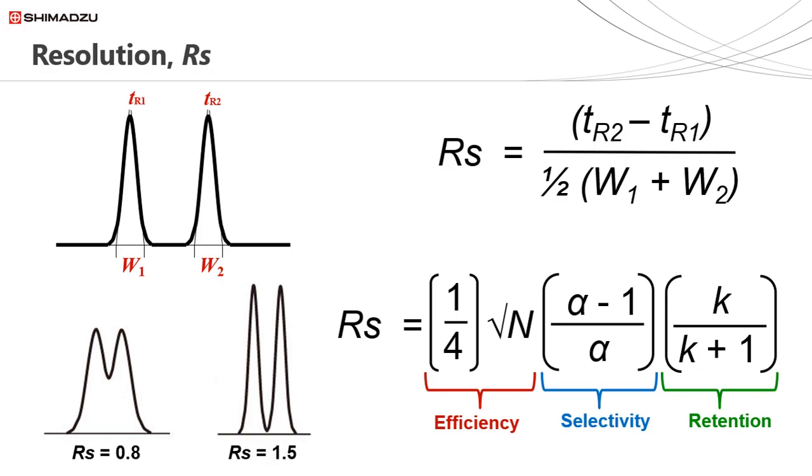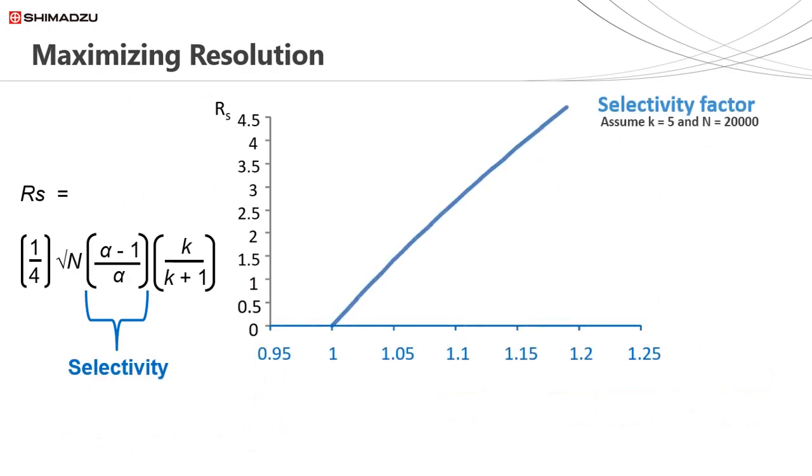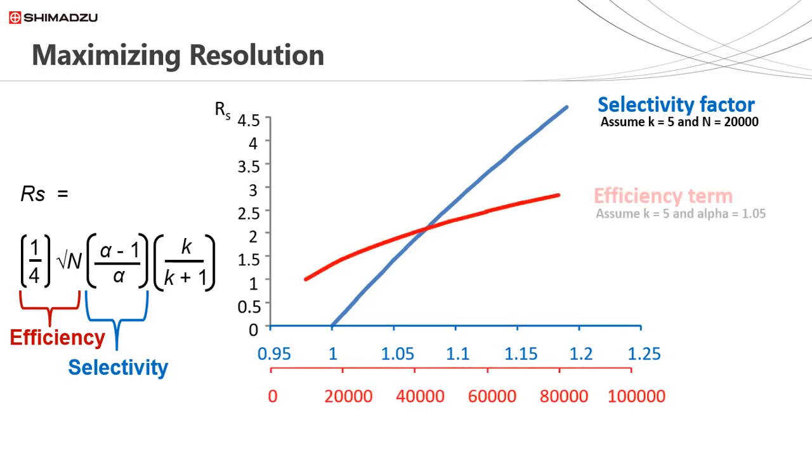The equation for resolution, shown in the bottom right corner of the slide, demonstrates how efficiency, selectivity and retention all contribute. Selectivity has the largest influence on resolution at higher values. As we looked at in session 2, separation or selectivity can be changed by switching mobile phase, stationary phases, pH and temperature. Efficiency also has a large influence, but because of the square root, doubling the efficiency only increases the resolution by 1.4 times.